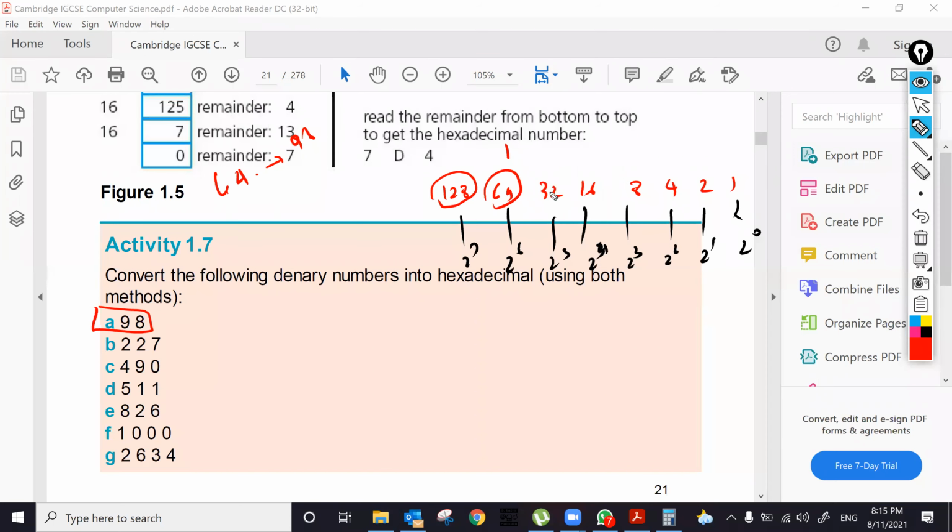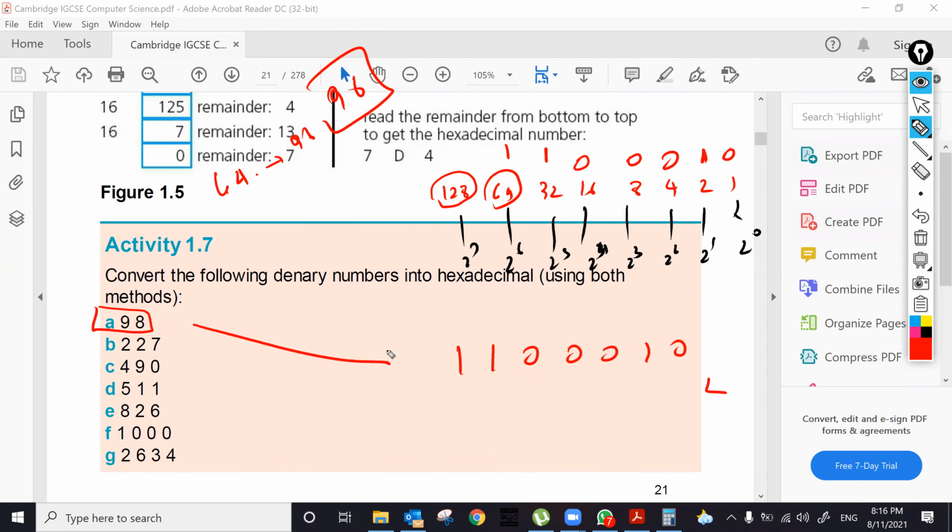Now I put 32. Then I am checking, okay, 32, I can put 32 because 32 plus 64 is 96. Okay, another 2 is remaining. We can't get 16 because it will be more than that. I can't get 8, only 2 I need. I will get that 2 from here. Now my value is 1 1 0 0 0 1 0. Got it?